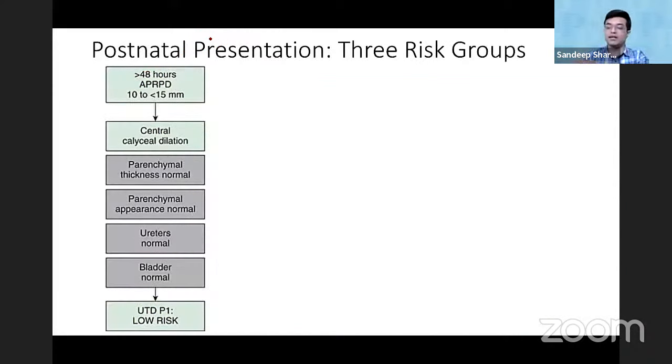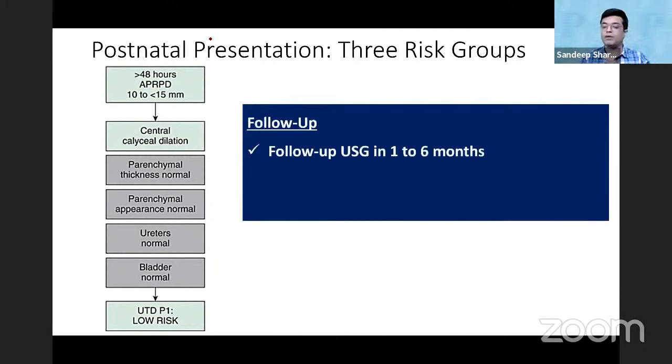What about postnatal hydronephrosis? So three risk groups, first the postnatal low risk category. In these patients, you will do a follow-up ultrasound, the first one you have already done postnatally, whenever you did it. Usually in the first week, but whenever you did it, 1 to 6 months after that, you have to do another follow-up ultrasound.